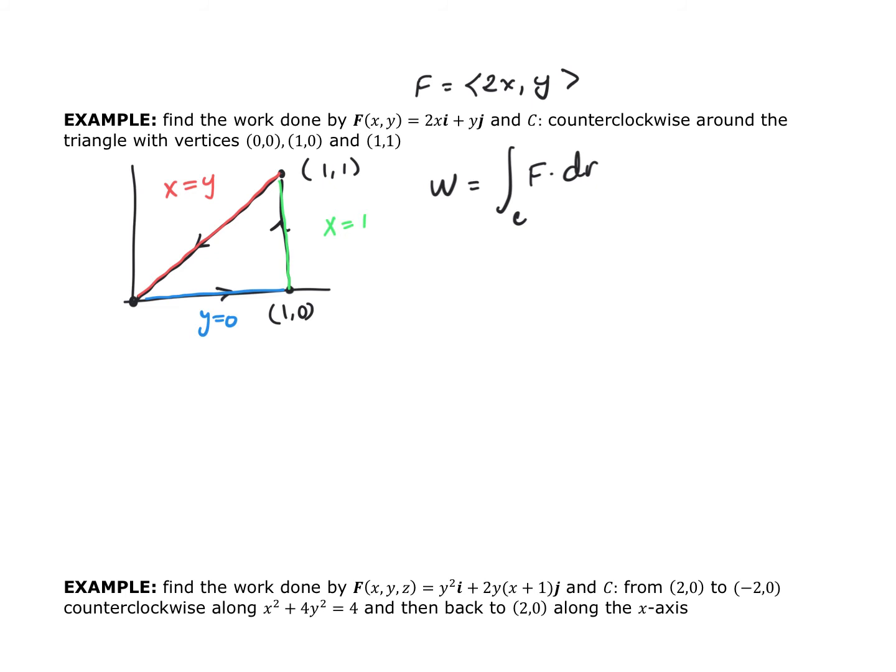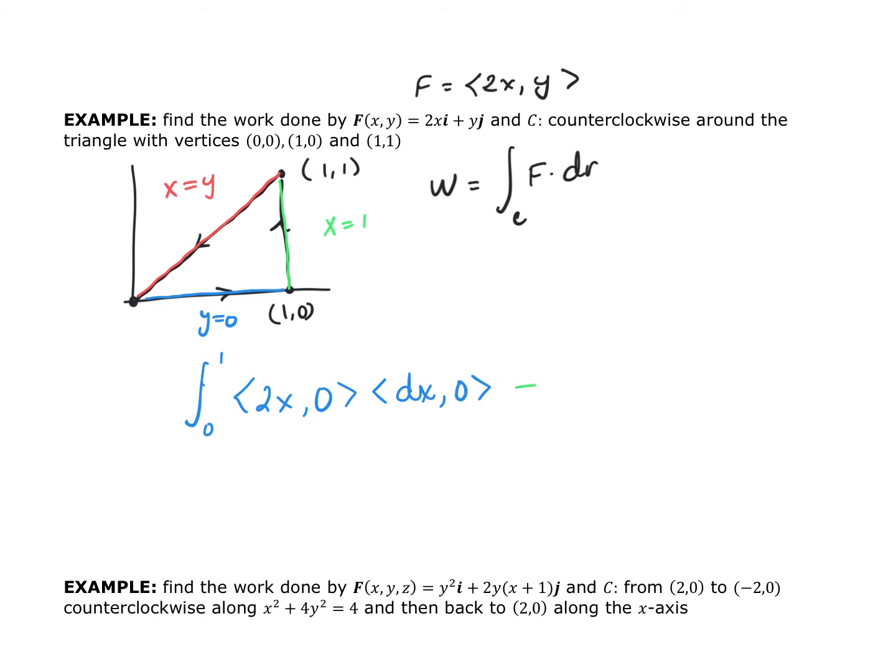We'll start with this line y is equal to 0. So we'll start with this first curve. From y is equal to 0, x is going to go from 0 to 1 of my vector 2x, and y will be 0 because I'm not moving along the y in any direction because I have y is equal to 0. And then it's going to be dx, because the thing that's changing is dx, and then 0.